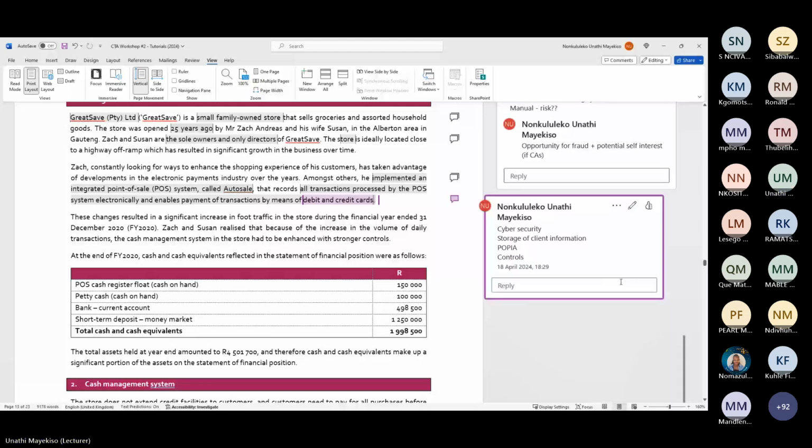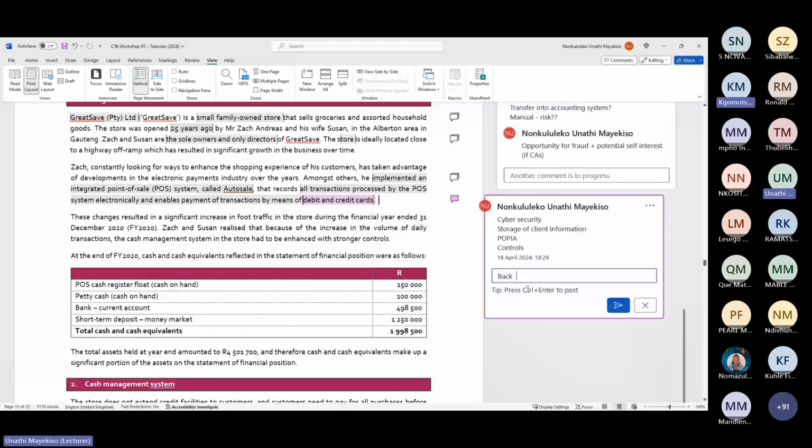Okay. Is there anything else we're concerned about? Since this is a self-integrated system, I'm thinking if it crashes, will we be able to trace transactions after that system being offline? So backup or recovery systems in place, something like that. Valid one as well.